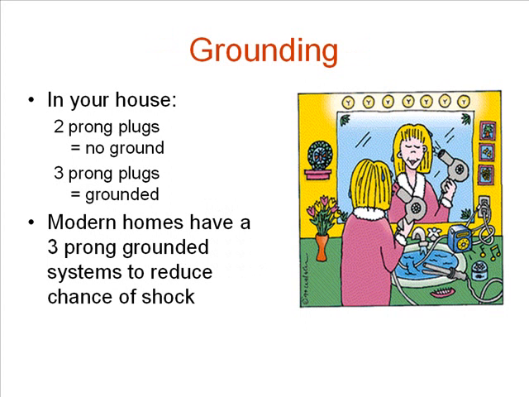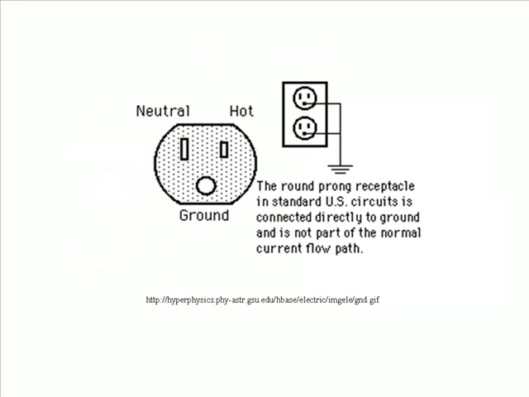Okay, let's move on to talk about electrical grounding. In your house, you probably have 3-pronged plugs, and these are grounded plugs, but you may have visited houses, some older houses, where they have 2-pronged plugs and no ground. So modern homes have a 3-pronged grounded system to reduce the chance of shock. And this is to prevent shock hazards such as those illustrated in the diagram on the right, where you have a lady listening to a radio with her curling iron plugged in with the basin filled with water, and she's drying her hair with an electrical hair dryer. And these are all potential sources of electrical shock hazards that grounding can help ameliorate.